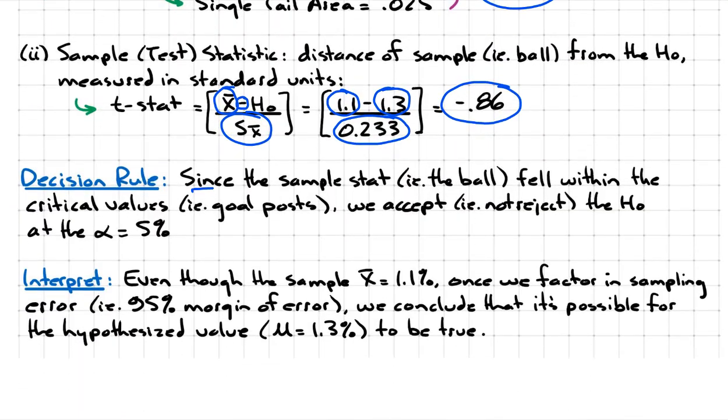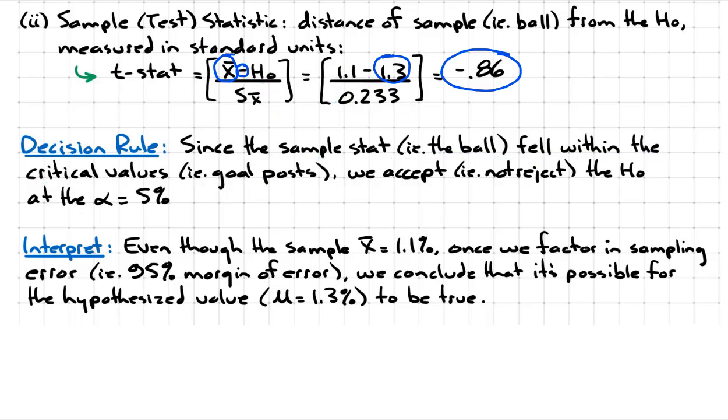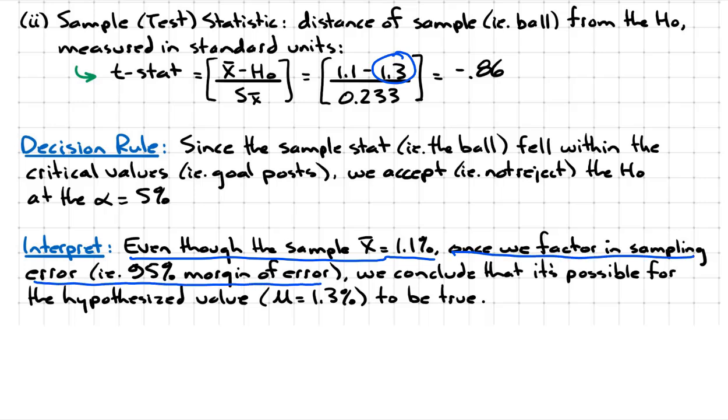And there it is, the decision rule. Since the sample statistic or the ball fell within the critical values, i.e. the goalposts, we accept, i.e. not reject, the null at the 5% level of significance. So how do we interpret this in English? Even though the sample mean was 1.1%, and you remember the hypothesized value was 1.3, here's the conclusion. Once we factor in sampling errors, in this case a 95% margin of error, we conclude that it's possible for the hypothesized value, which was 1.3, to be true.